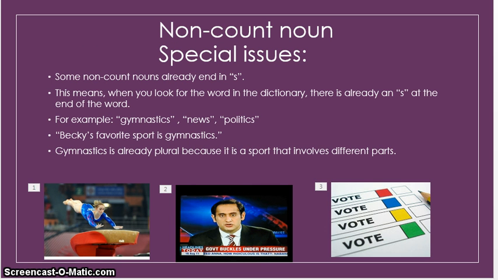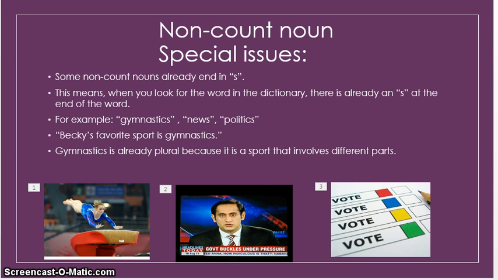There are also special issues with non-count nouns. For example, some non-count nouns already end in S. This means when you look for the word in the dictionary, there is already an S at the end of the word. For example, the words gymnastics, news, and politics. For example, I might say, Becky's favorite sport is gymnastics. Gymnastics is already plural, and this is why it already has an S at the end of it. There are many non-count nouns that already end in S because those nouns have different parts.